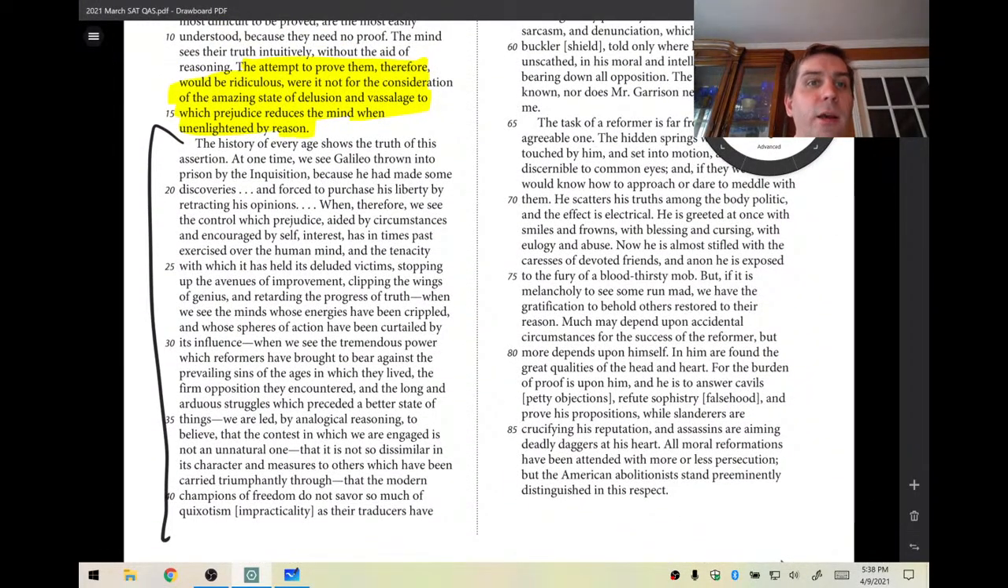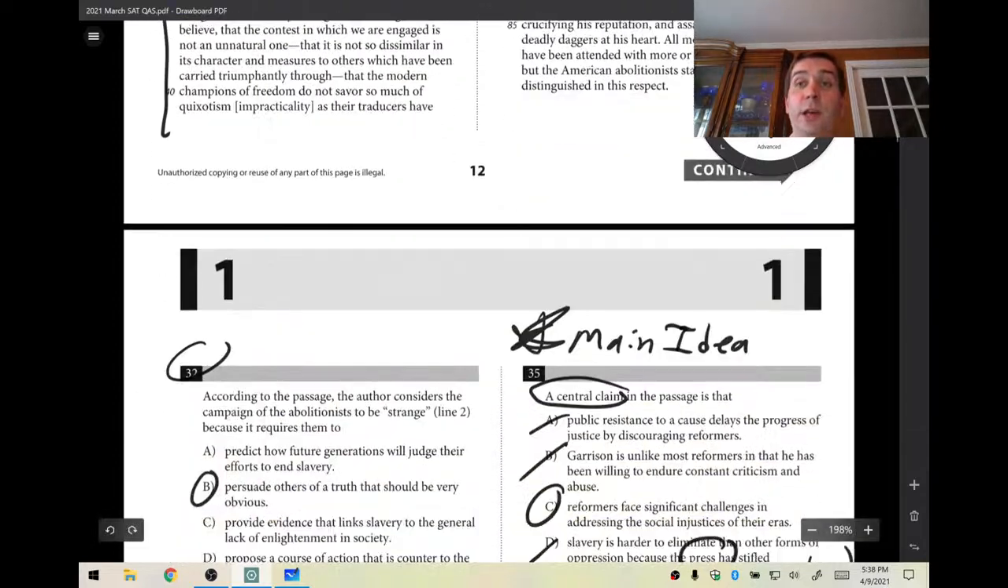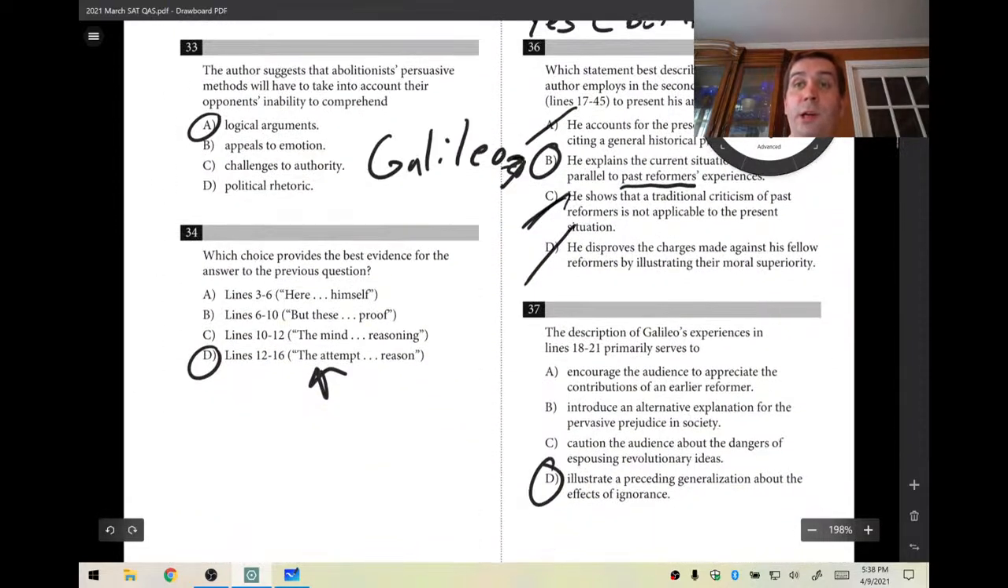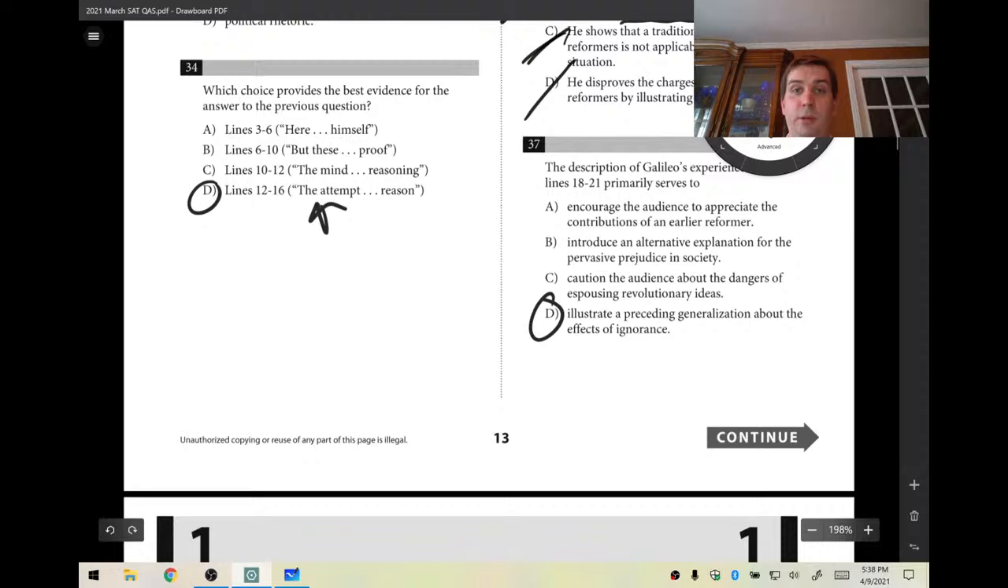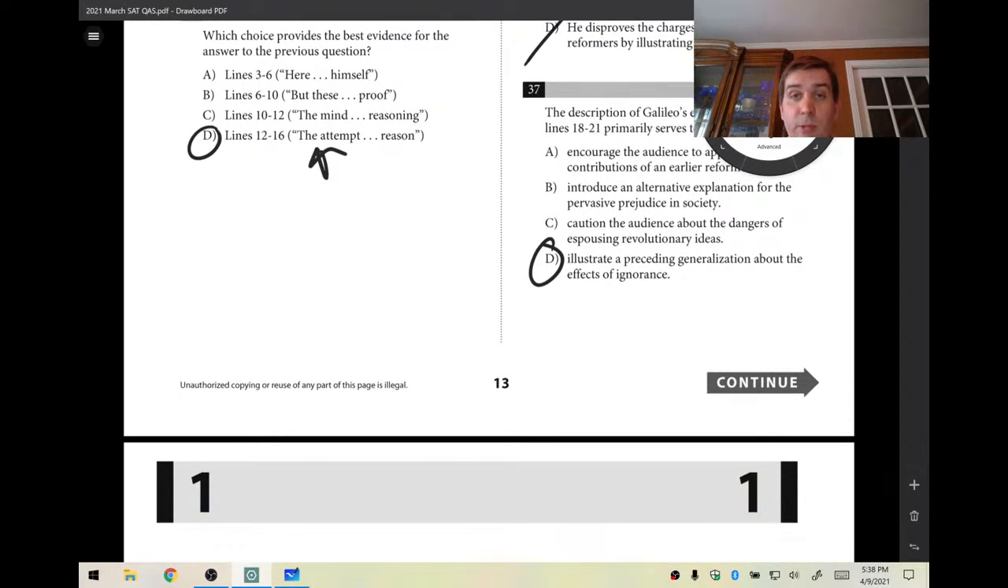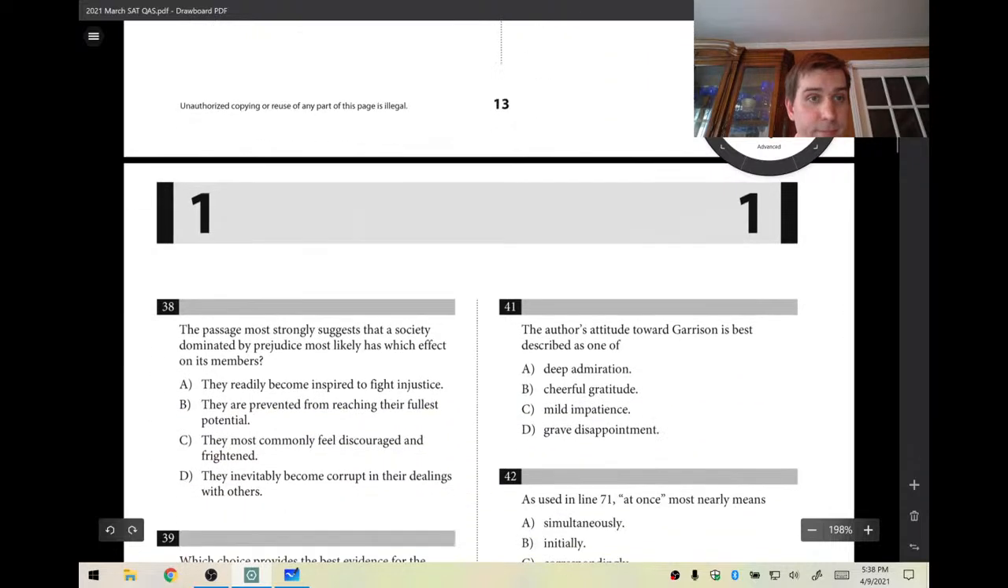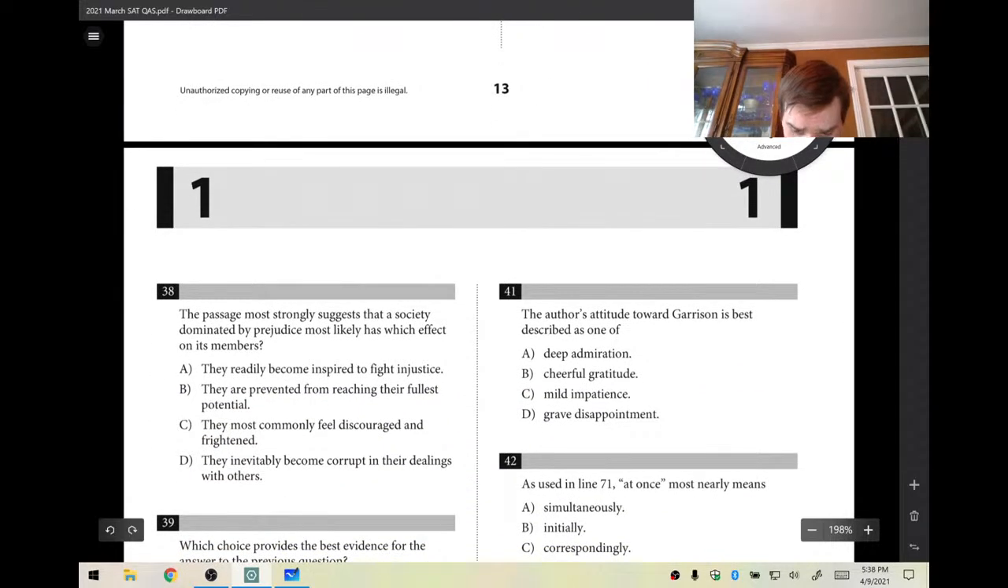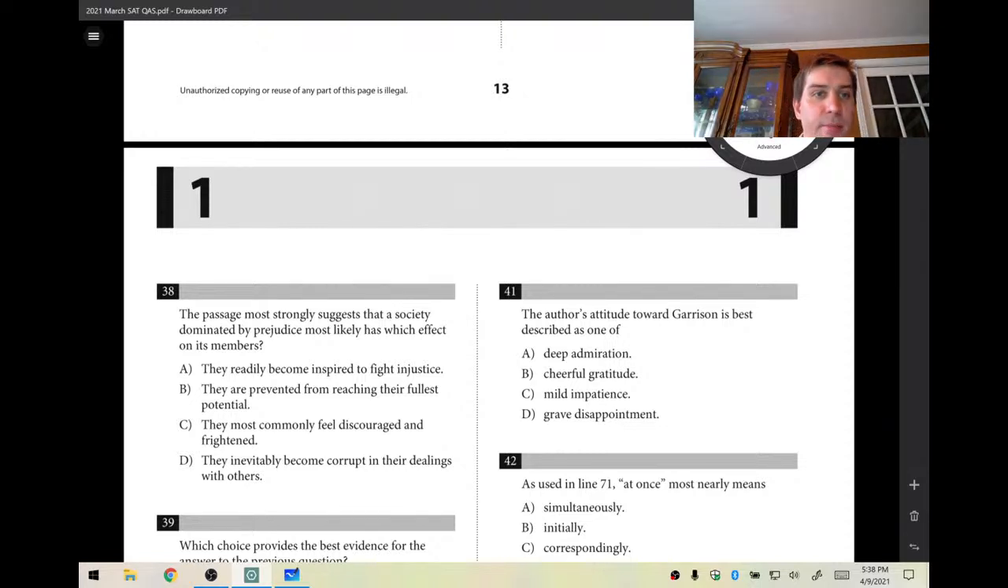At one time we see Galileo thrown into prison by the Inquisition because he had made some discoveries and forced to purchase his liberty by retracting his opinions. So that's what happens to logic. That's what happens when ignorance encounters logic. Let's look at 38. The passage most strongly suggests that a society dominated by prejudice most likely has which effect on its members?